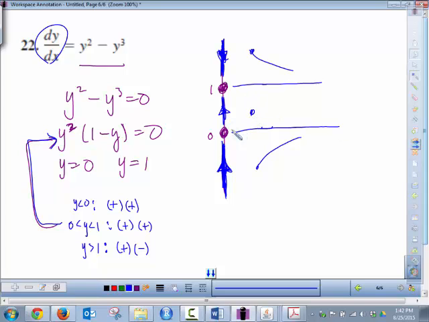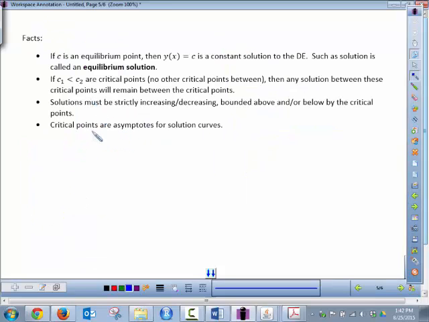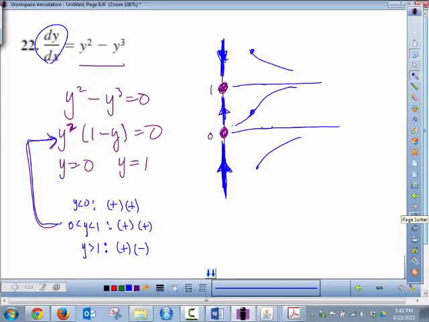So if you start off over here, you have 0 as your boundary, but if you're going to be increasing, you're going to have a boundary on top as well, and so you're going to get stuck below 1. You're not going to ever get past 1. So those are some of the comments that they were saying about those facts about increasing and asymptotes and bounded above or below and stuff like that. So for this particular differential equation, this is what you would get.